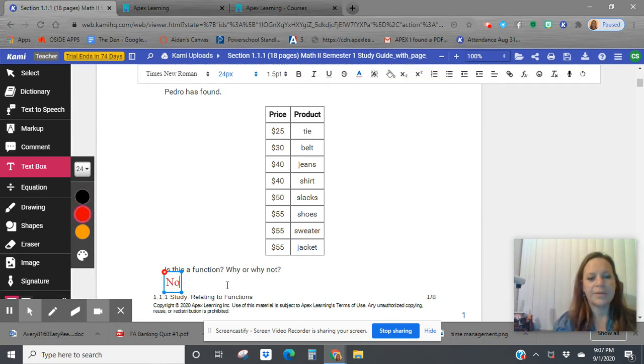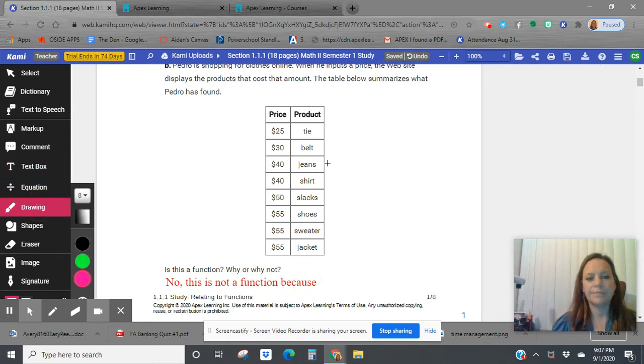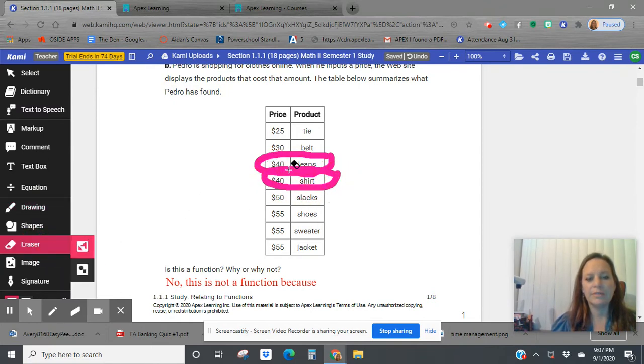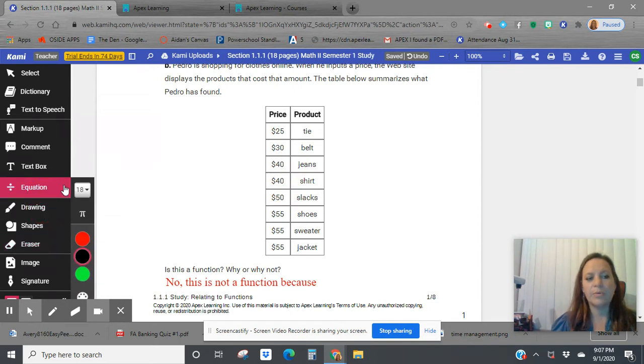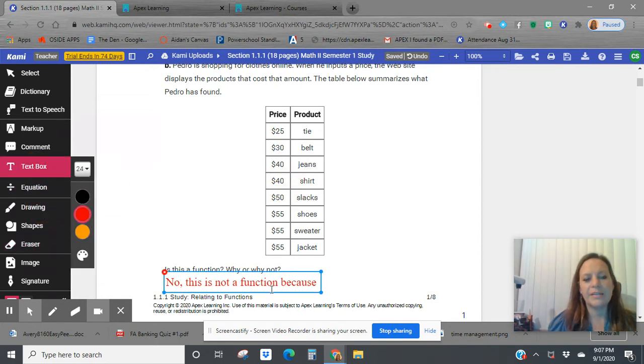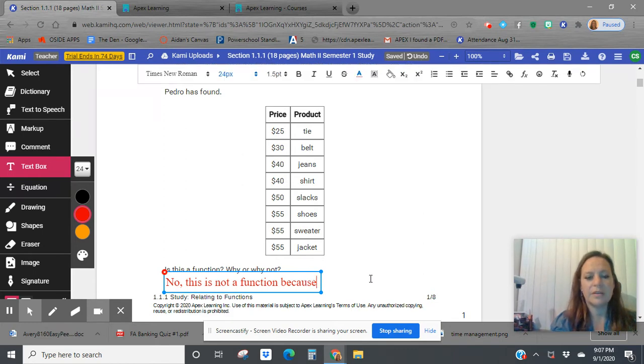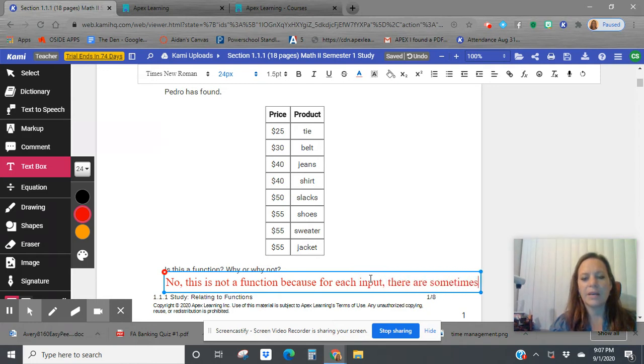So I'm going to say, no, this is not a function, because the definition of function is that for every one input, there's only one output. But up here at the 40, there's jeans, and at the 40, there's shirt. Both of those outputs can't go with the same input for it to be a function. So we're going to go ahead and say, no, this is not a function because for each input, there are sometimes more than one output.